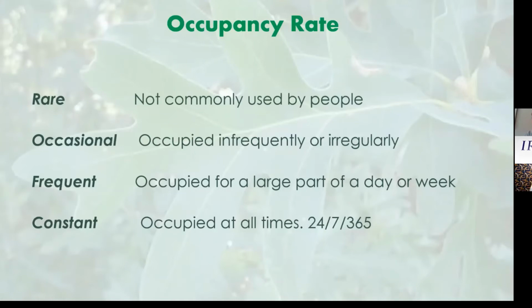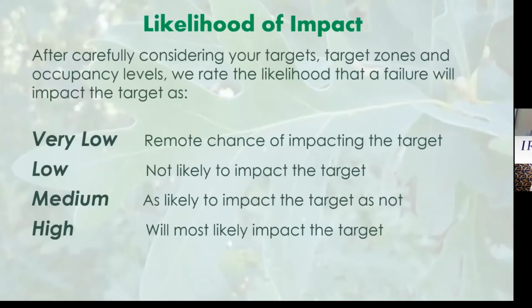Now, a frequently occupied target zone would be where maybe you have a busy parking lot that has cars in it all the time. You have a dead tree standing in the parking lot. And even though maybe cars aren't in it at night, all during the day, 6 days a week, it's occupied, that would be frequent. And then constant, of course, is with static targets.